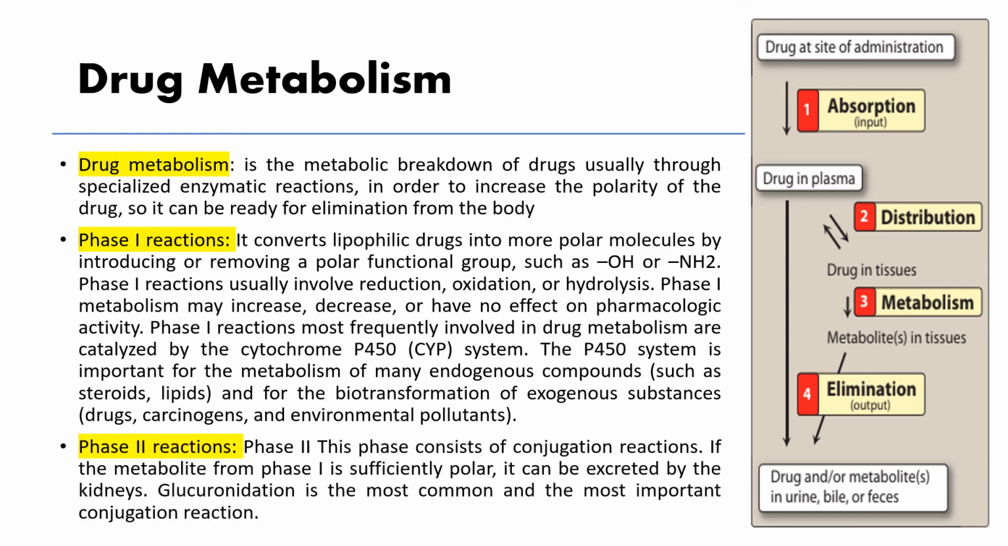Then we have phase 2 reactions. This phase consists of conjugation reactions. If the metabolite from phase 1 is sufficiently polar, it can be excreted by the kidney. Glucuronidation is the most common and most important conjugation reaction in phase 2.